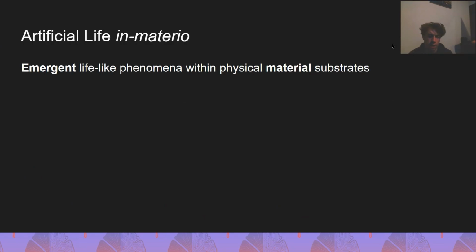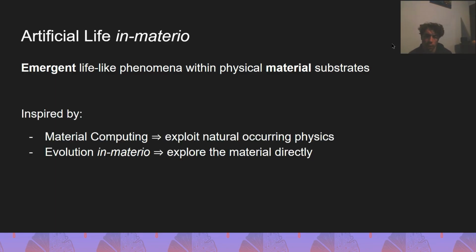Artificial life in materio is a new kind of ALife we want to introduce, where we look at emergent lifelike phenomena within a physical material substrate. We're inspired by material computing, which is exploiting naturally occurring physics for efficient computation, and by evolution in materio, where you interface some evolutionary algorithm with a material directly in order to tune its behavior.